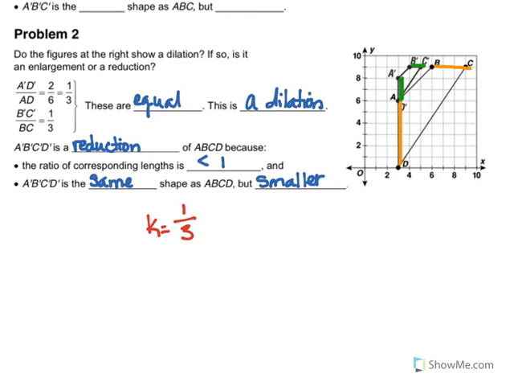A prime B prime C prime D prime is a reduction of ABCD because the ratio of the corresponding lengths is, in this case, less than 1. And A prime B prime C prime D prime is the same shape as ABCD, it's just smaller. And really, that is dilation.